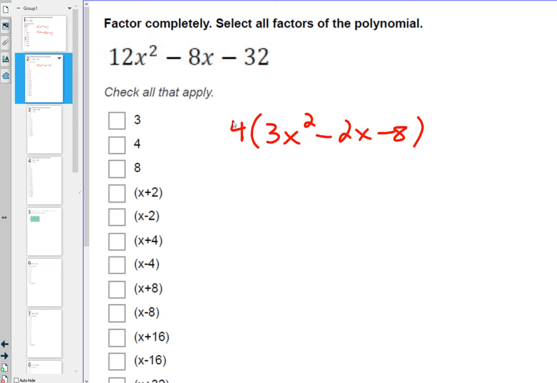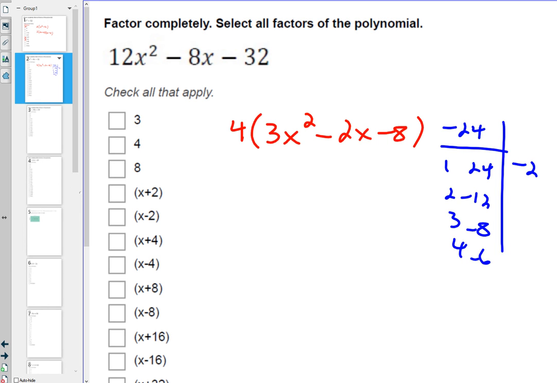Now we're looking for 2 numbers that multiply to give me negative 24 and add up to negative 2. So 1 and 24, 12, 8, 4 and 6, negative, because it's different signs. So 4 and negative 6. So we have the 4 that we already had. Then the 3, because I was looking for 3x plus 4.